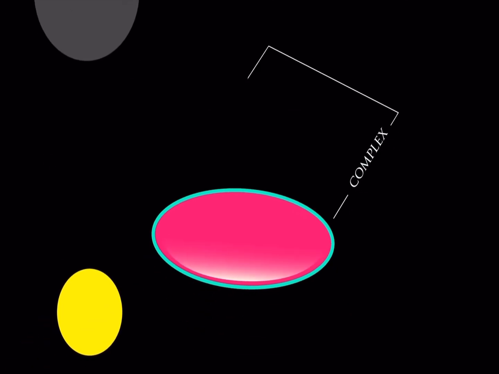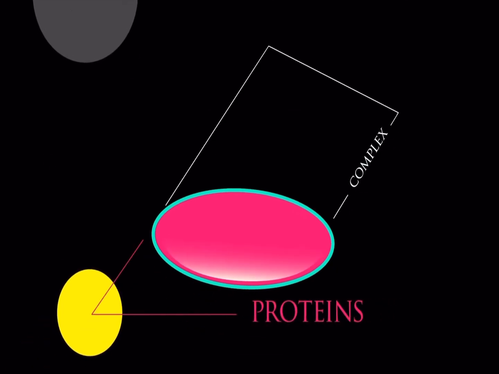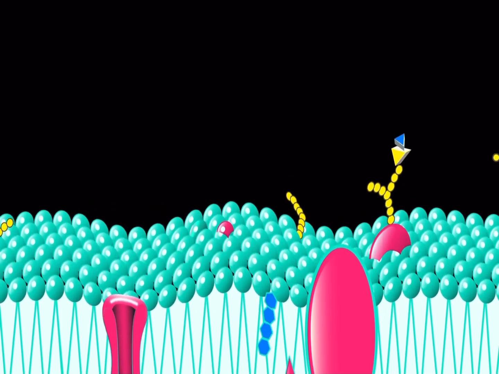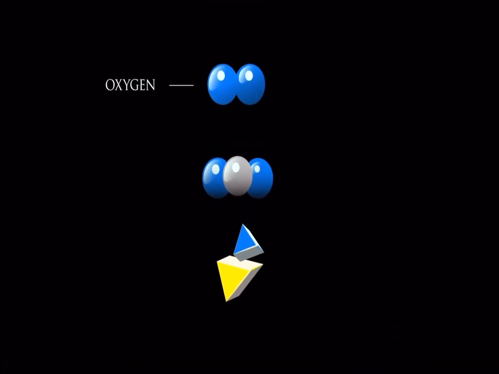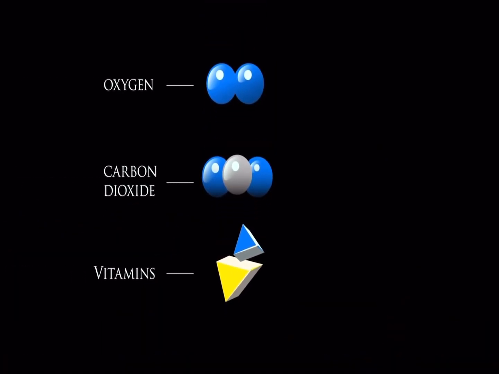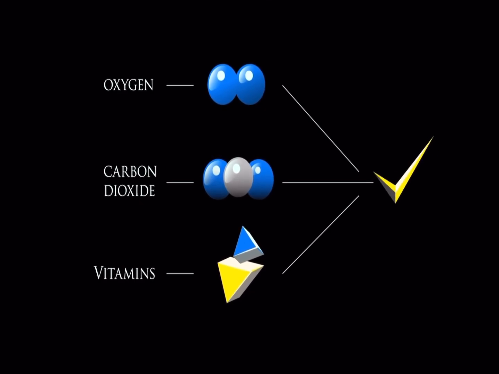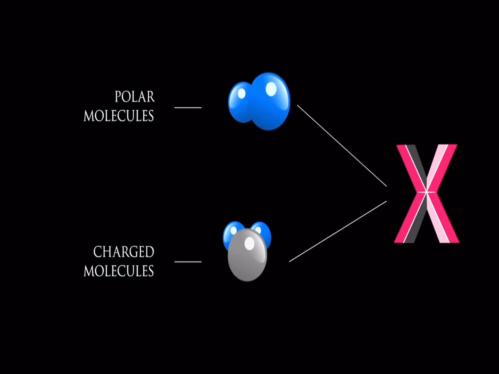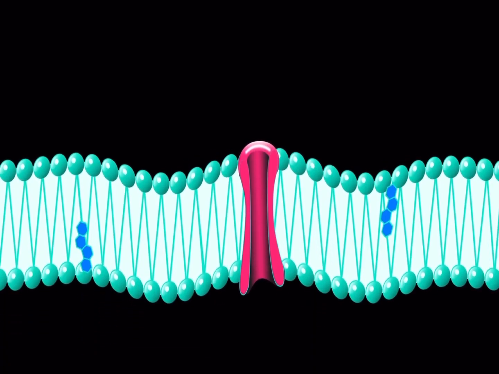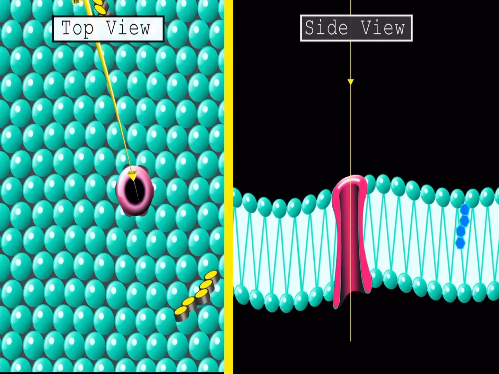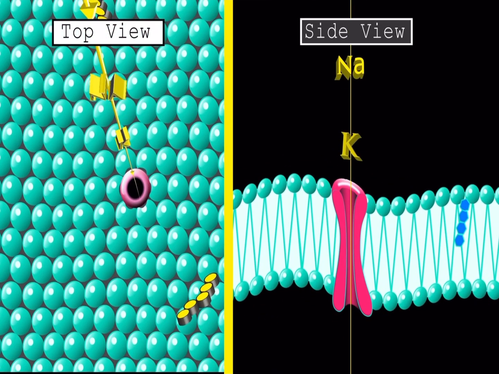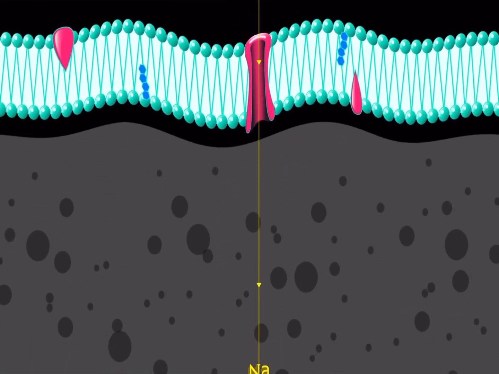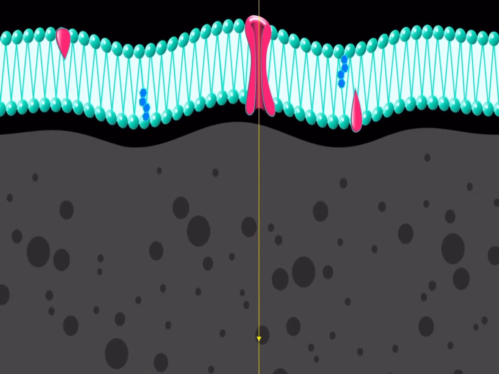The most complex components of the fluid mosaic are proteins. One of their key jobs is to make sure that the right molecules get in and out of the cell. Nonpolar molecules like oxygen, carbon dioxide, and certain vitamins can cross the phospholipid bilayer easily. But polar and charged molecules can't make it through the fatty inner layer. Transmembrane proteins stretch across the bilayer to create channels that allow specific molecules through, like sodium and potassium ions. Peripheral proteins floating in the inner face of the bilayer help anchor the membrane to the cell's interior scaffolding.